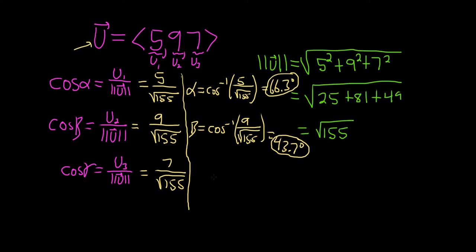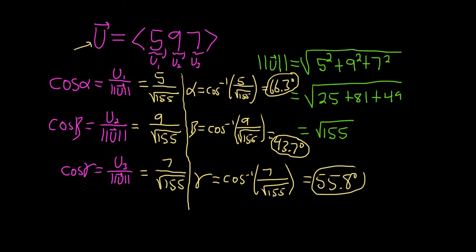One of the most common mistakes in these problems is people are in the wrong mode. So if you're working this out for a class or something, just make sure you're in the right mode. And then the cosine inverse of 7 over the square root of 155. So let's just type this in. I end up with 55.8 degrees. And this would be the angle between u and our vector k hat.